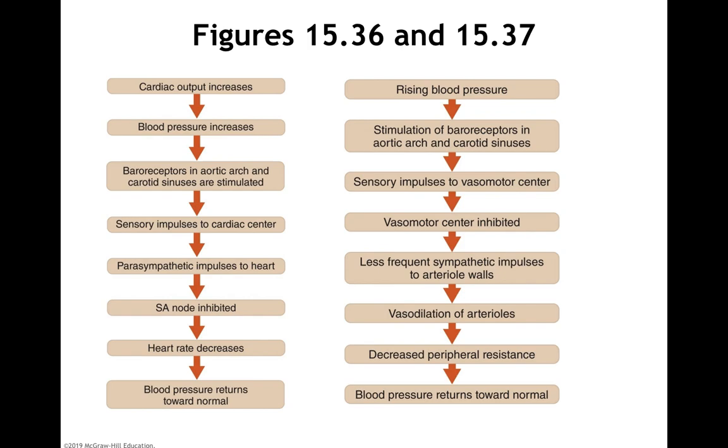Rising blood pressure would stimulate the baroreceptors in the aortic arch and the carotid sinuses. Their impulses would be sent to the vasomotor center. The vasomotor center would be inhibited. There'd be less frequent sympathetic impulses to the arterial wall. The arterioles would vasodilate, and there would be decreased peripheral resistance, and blood pressure would return to normal.